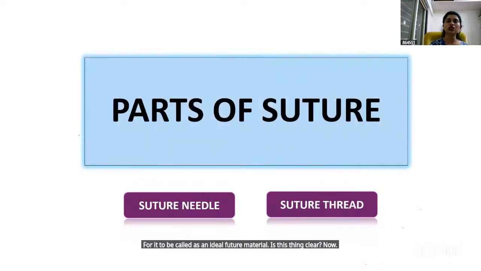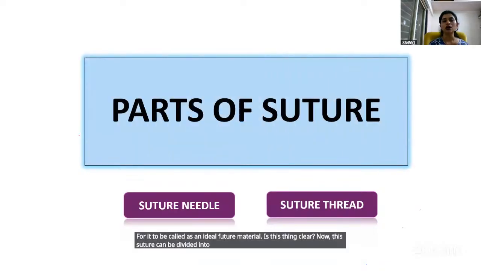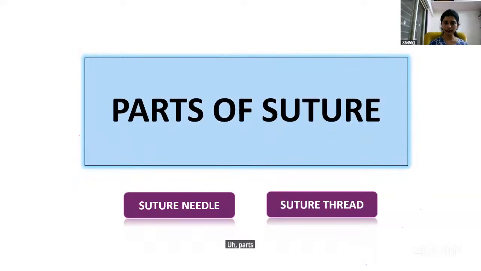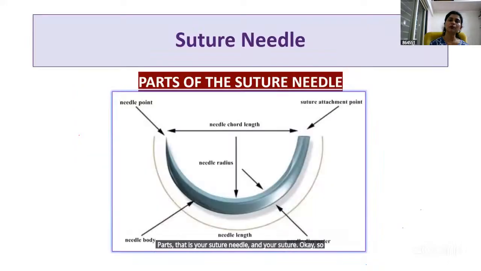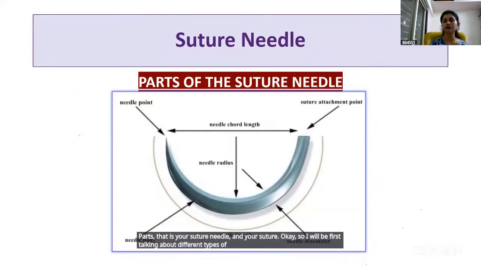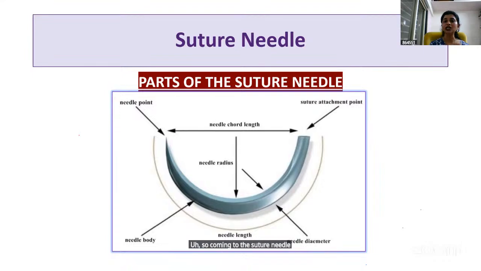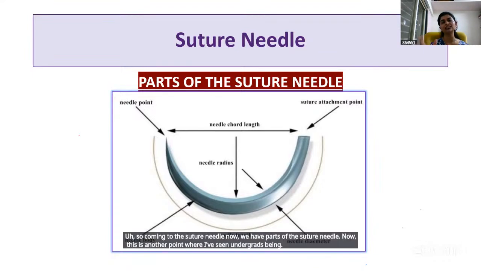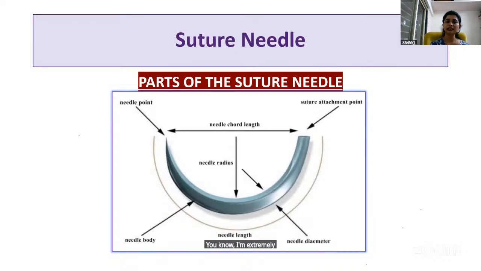Now, a suture can be divided into two parts, the suture needle and the suture thread. I will first talk about the different things regarding the suture needle, and then we'll deal with the suture materials. Coming to the suture needle, we have the parts of the suture needle. This is another point where I've seen undergrads being maximally confused. Please understand this very, very well.